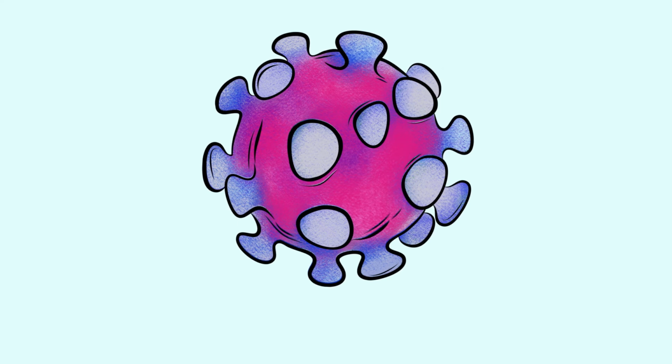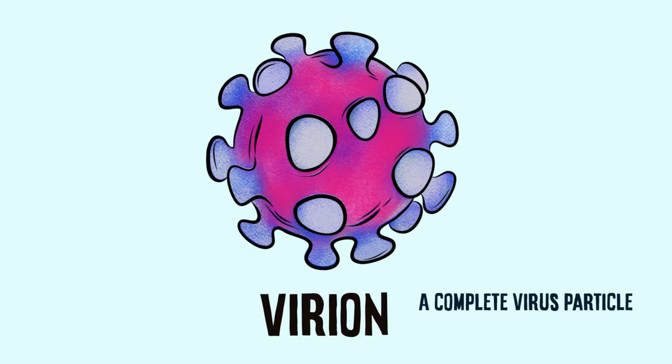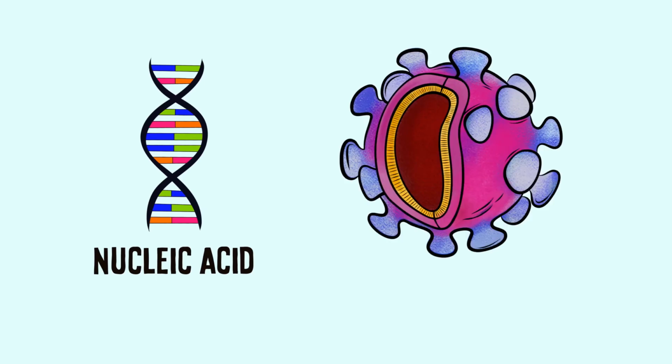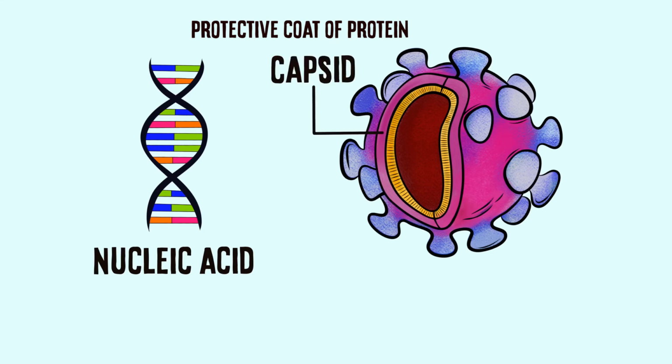Viruses have a simple structure. A complete virus particle is called a virion. Let's break down a virion. A virion basically consists of a type of nucleic acid that holds their genetic info, which could be their DNA or RNA, surrounded by a protective coat of protein called a capsid.